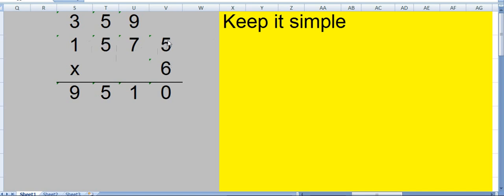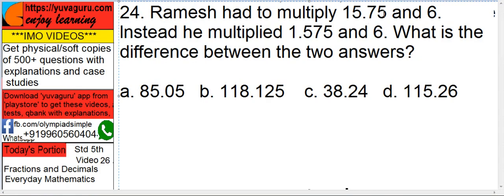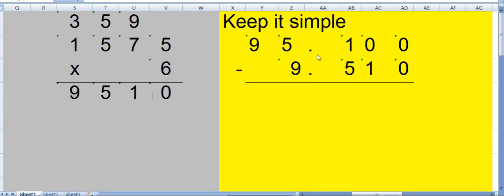So first you multiply 1575 into 6 and then you get the answer 9510. Now we'll put the points. For the first number it is 2 from the right and for the second number it is 3 from the right. So your numbers are the same, 95.10 and the second is 9.510, 3 after that.